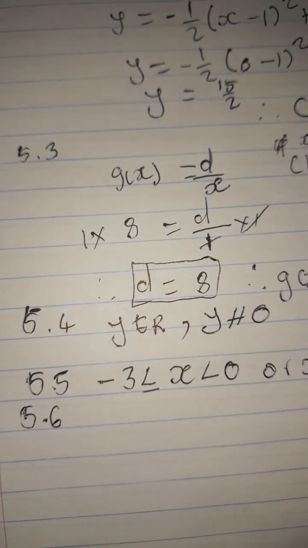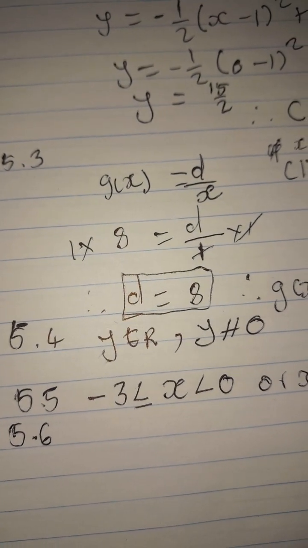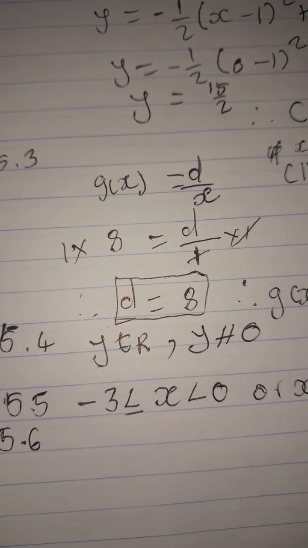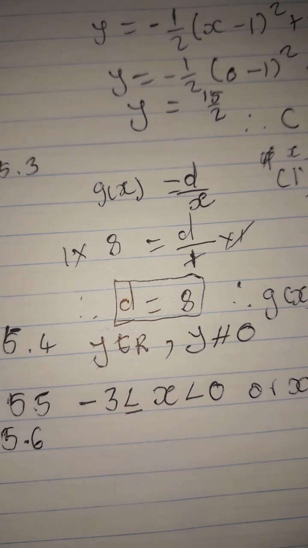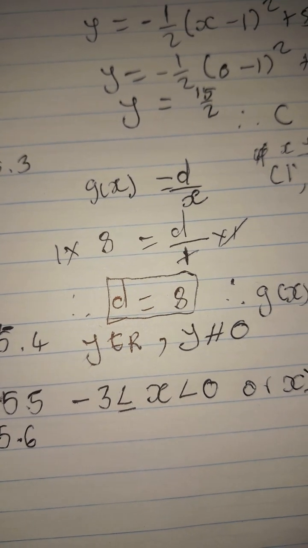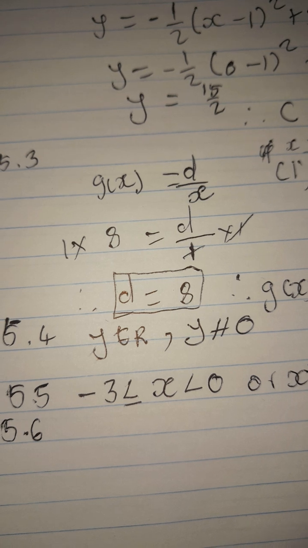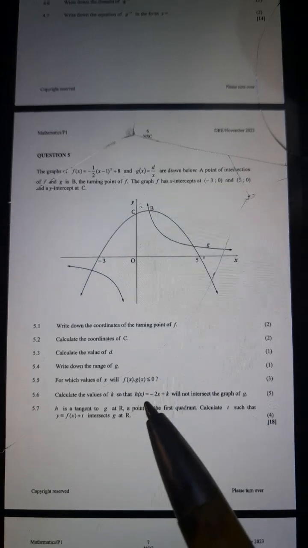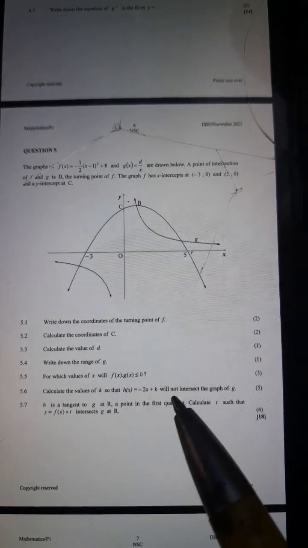So at 5.6, they said calculate the value of k so that h of x will not intersect the graph of g. So let's put that into practice. In this case, calculate the value of k so that h of x, which is -2x plus k, will not intersect the graph of g.